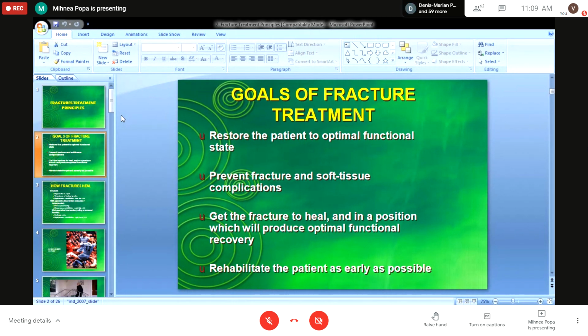Of course, we have to prevent other types of fractures and soft tissue complications. We have to keep this in mind when the patient comes to the emergency room and after we make an X-ray and an examination, we will assess the fracture and think about the lesions that can appear due to this fracture and what we have to do so they don't appear. For example, we have a patient that has a fracture of the supracondylar region. As I told you yesterday, we have a lot of vascular and nervous structures there.